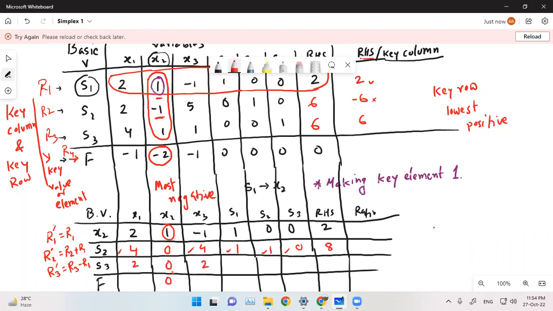Then 0 minus, so it will be 0 minus 1, so it will be -1. Then 0 minus 0 is 0. 1 minus 0 is 1. And 6 minus 2 is basically 4. Finally, the last one, so R4 prime will be, what is R4? R4 is basically -2.